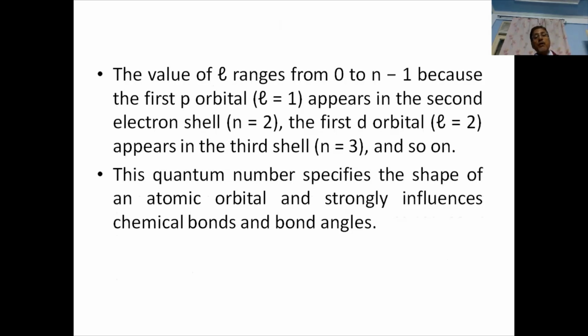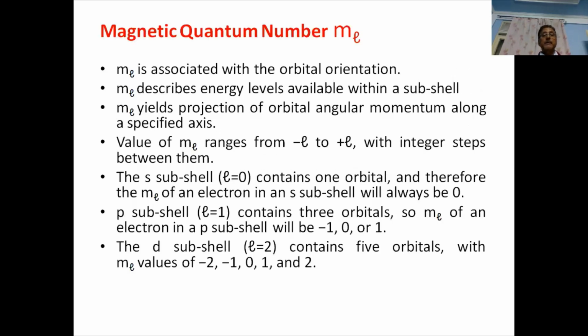The first p orbital appears in the second electron shell, that is n is equal to 2. Similarly, the first d orbital, l equal to 2, appears in the third shell, that is n equal to 3, and so on. This quantum number specifies the shape of an atomic orbital and strongly influences chemical bonds and bond angles. Now let us go for the magnetic quantum number ml.